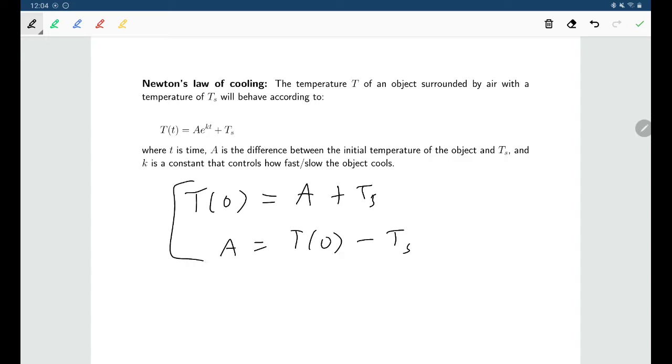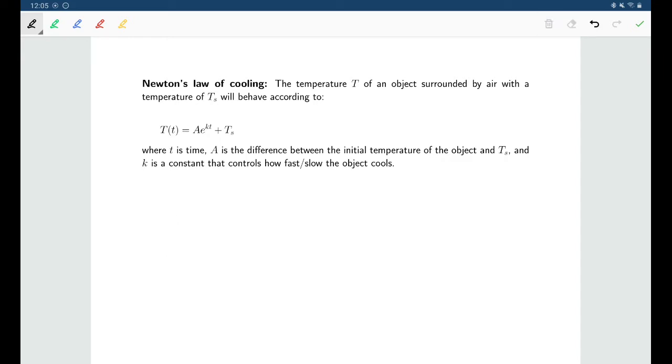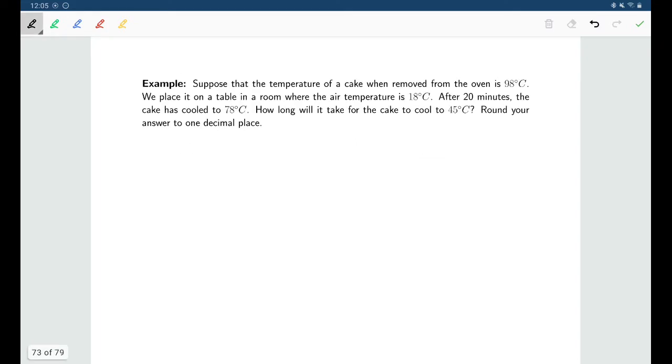You don't need to really remember that because, of course, if you're told what the initial temperature is, then you are told what the temperature is when T is 0. You could just use the equation to solve for what A is. And we're going to see this in the next example, where I've got a cake that I've taken out of the oven, and when I take it out of the oven, the initial temperature for this cake is 98 degrees Celsius. So the temperature when time is 0 is 98. And I know that I'm placing it on a table in a room where the air temperature is 18 degrees, so the temperature of the surrounding medium is 18.